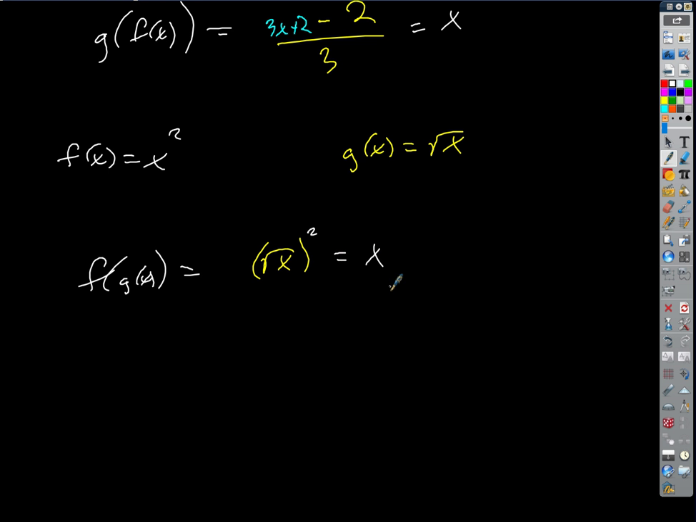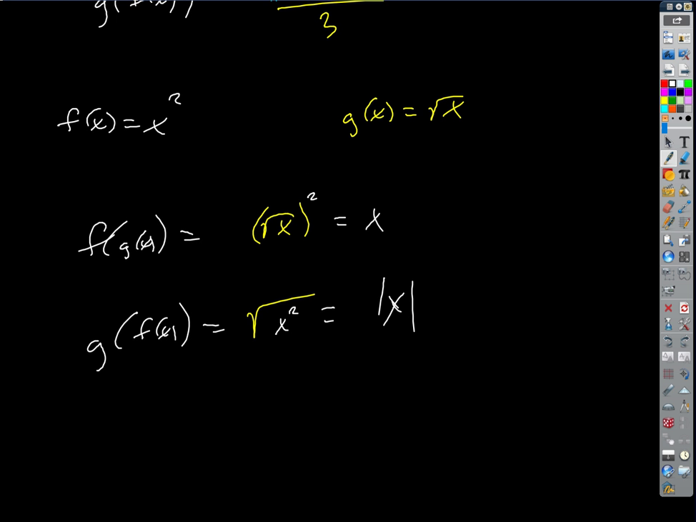Okay, so far so good. What's g of f of x? Well, g of hand is the square root of hand. Well, this time, hand is f of x. So I get the square root of x squared. What's that equal to? So those are not inverse functions. Isn't that kind of weird? Why are those not inverse functions?